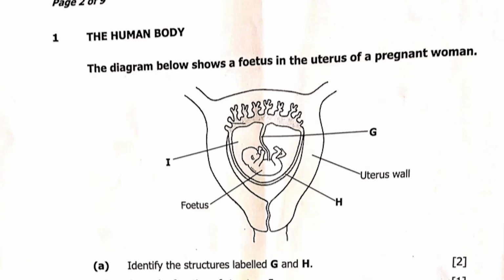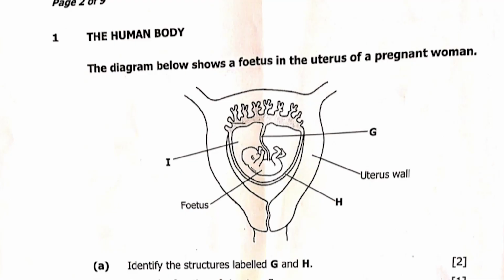I'm an expert in science, and today we are going to revise the Integrated Science Paper 2, 2019, internal. We are going to look at the first question, and the first question is dealing with the human body, and it reads, the diagram below shows a fetus in the uterus of a pregnant woman. We have a diagram here, and it has labels.